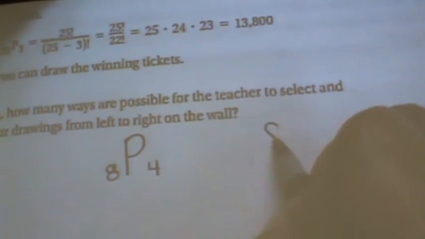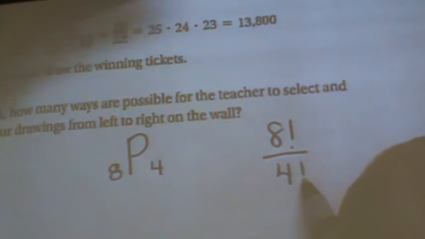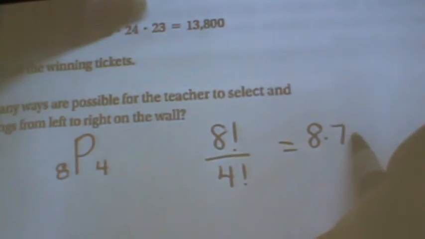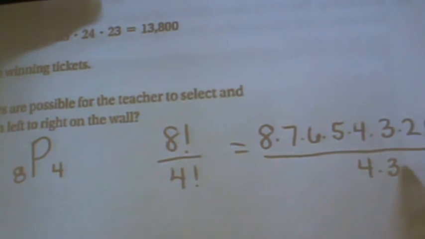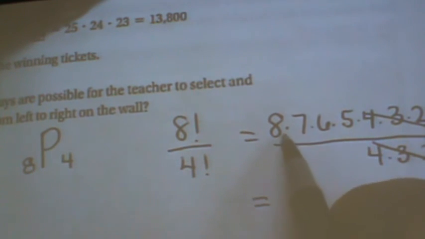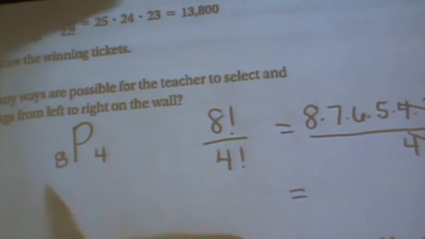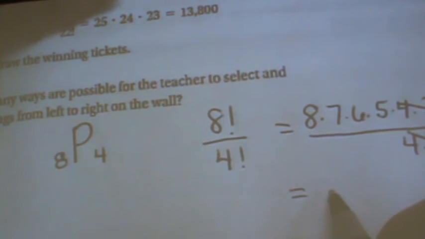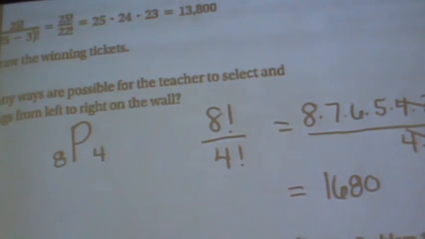So this would be 8 factorial over 4 factorial, which is 8, 7, 6, 5, 4, 3, 2, 1, over 4, 3, 2, 1. These cancel, so all you're doing is multiplying 8 times 7 times 6 times 5. You can type this in your calculator this way also. Either way, you'll get the right answer, 1,680 different ways to arrange the 4 drawings from left to right.